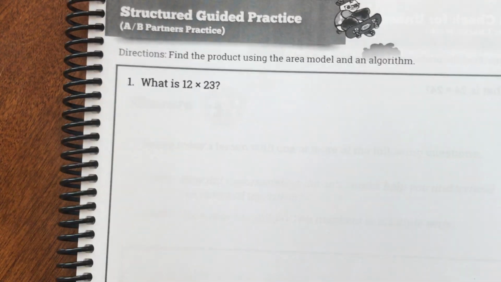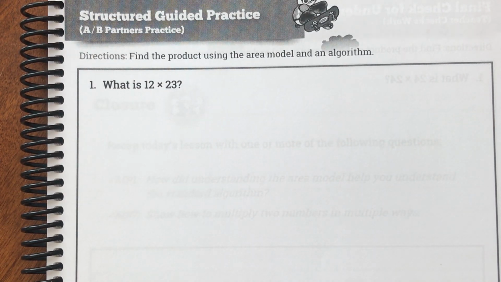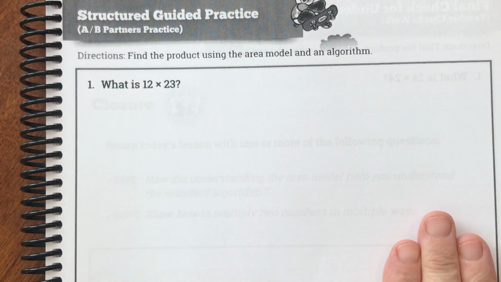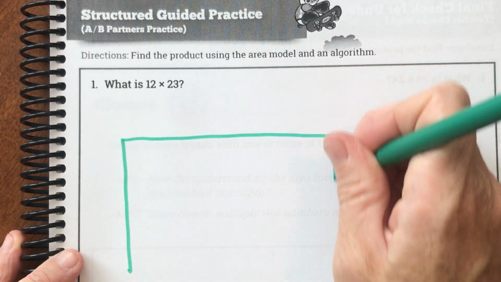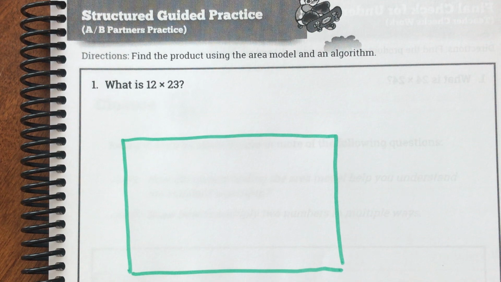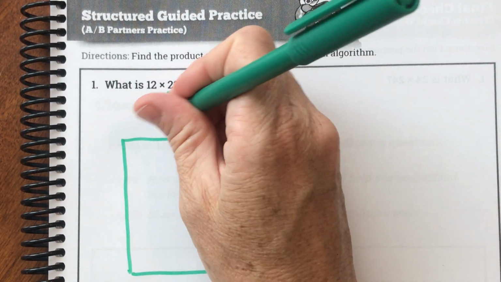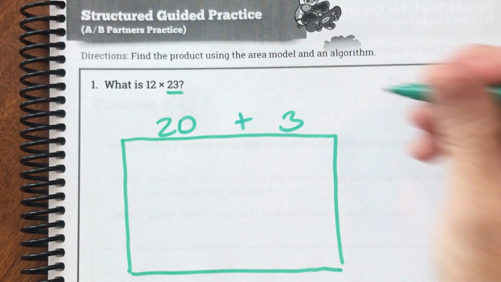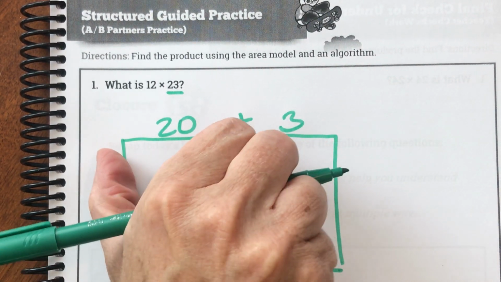Okay, ladies and gentlemen, let's try some together. So we are on page 132 of your student journal, 132. And when you set up your area model, make sure you leave some room to add the partial products. So I'm going to set up my area model more on the left side, and then I'm going to leave some room to add here. Okay, so step 1 is we're going to set up our larger factor on top. So 23 is larger than 12. So I'm going to say 20 plus 3.